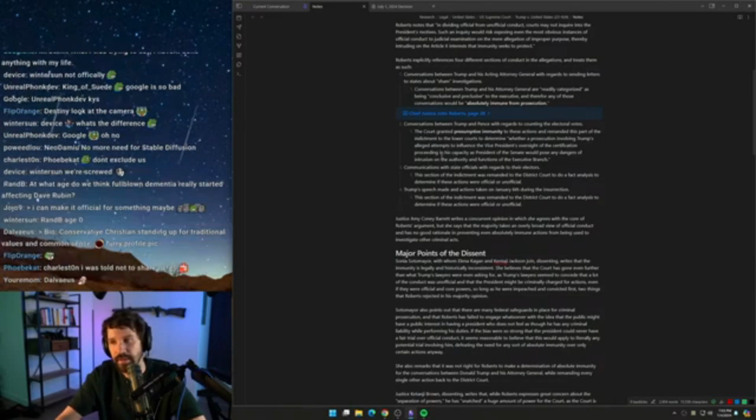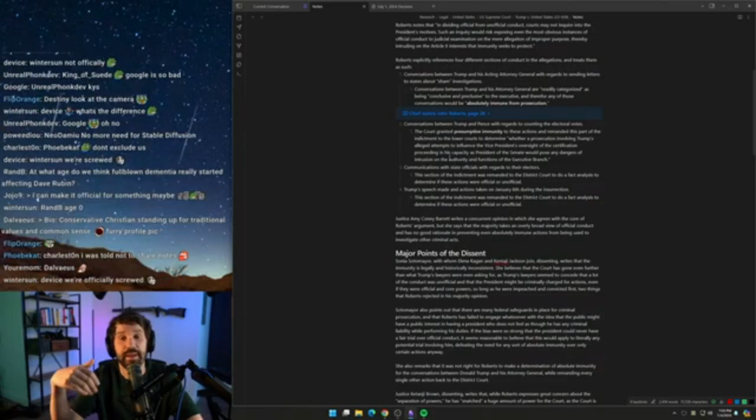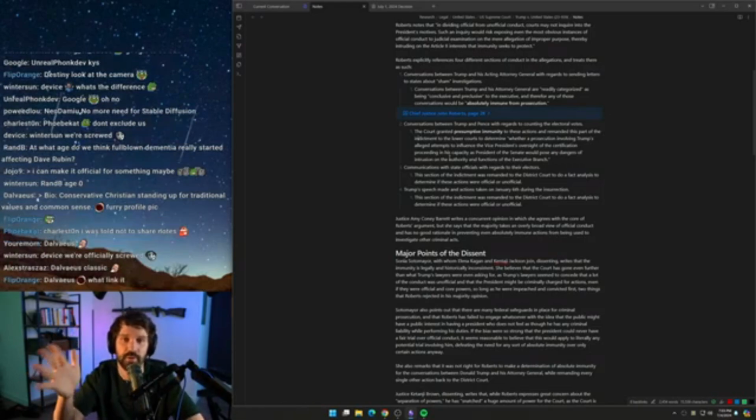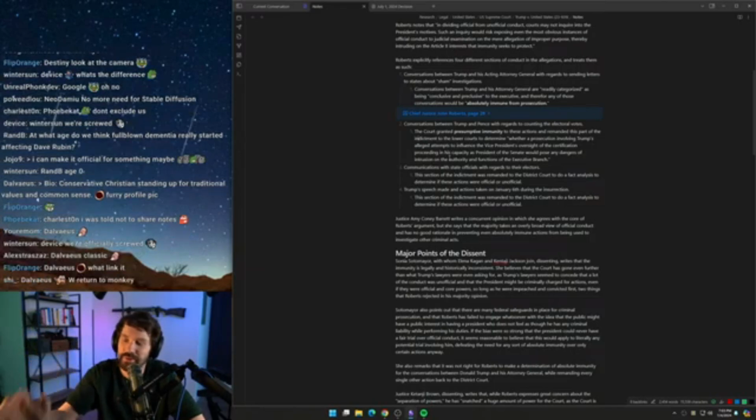And then on the fourth point, Trump's speech and actions that he made on January 6th in regards to the ongoing insurrection, that was remanded to the lower courts to figure out which actions here were official or unofficial, with no guidance given for figuring out which ones were official and which ones were unofficial.